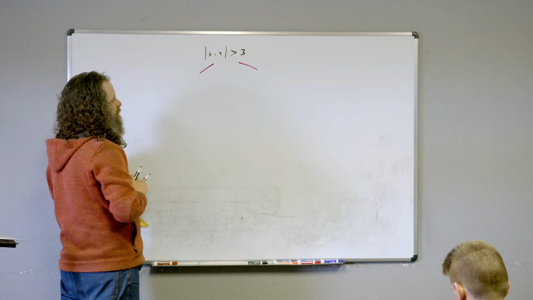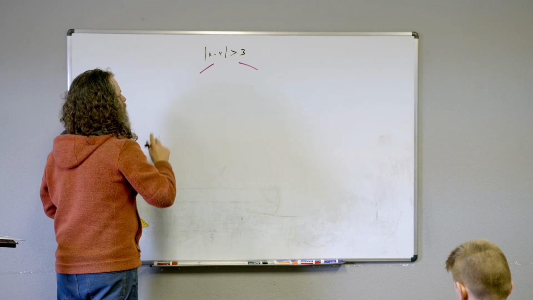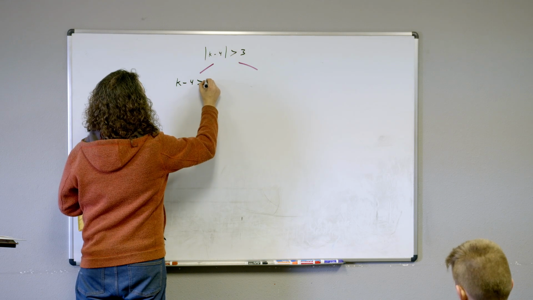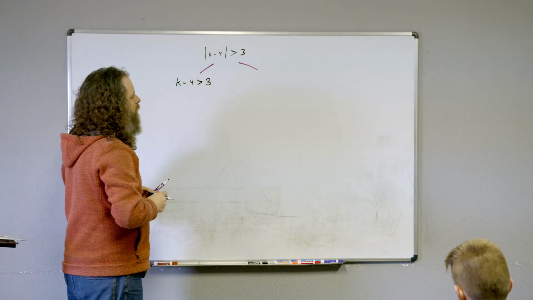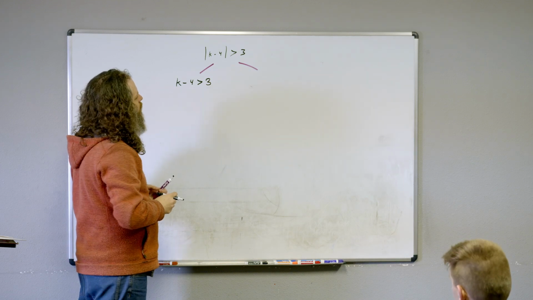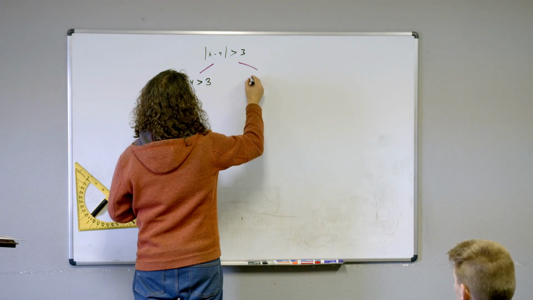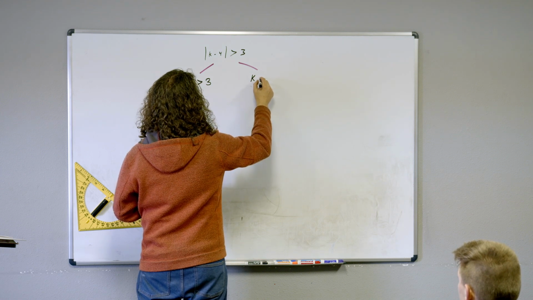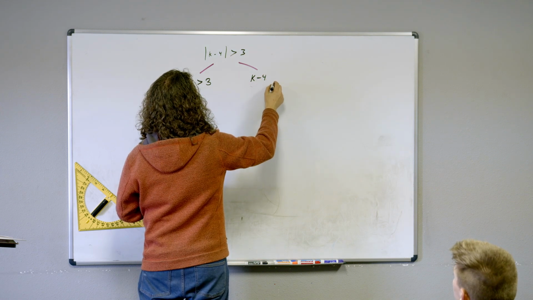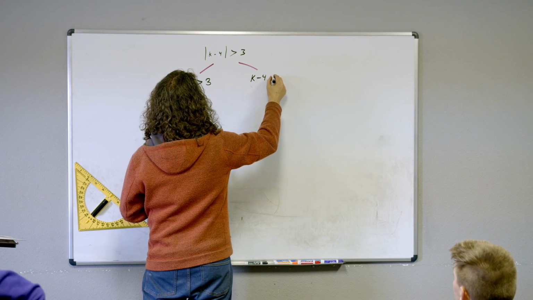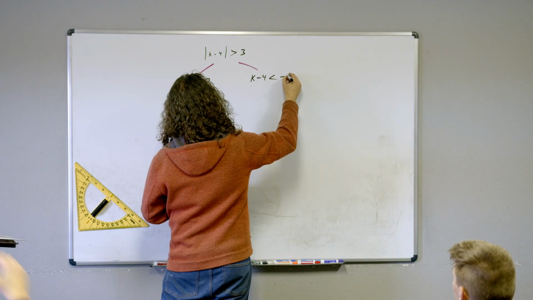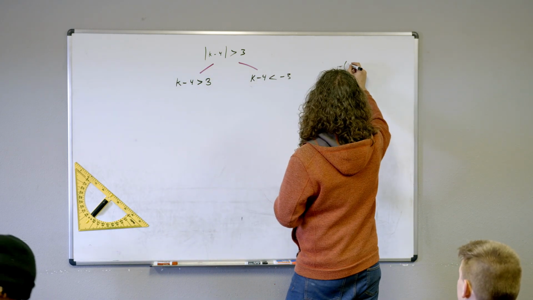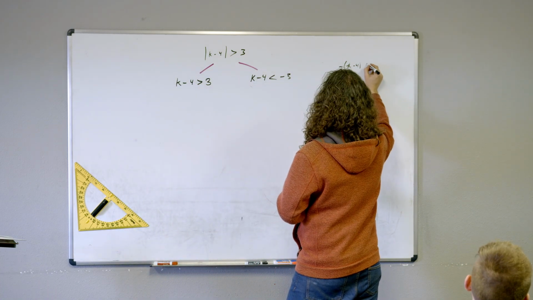Okay, what's the positive one going to be? K minus 4 is greater than 3. And the negative one is going to be what? K minus 4 is greater than negative 3. No. Negative K. Parentheses. We didn't actually do it this way in class, but if you did do it this way, we negative K minus 4 is greater than 3.